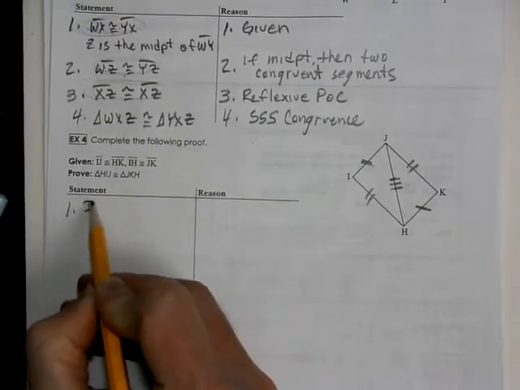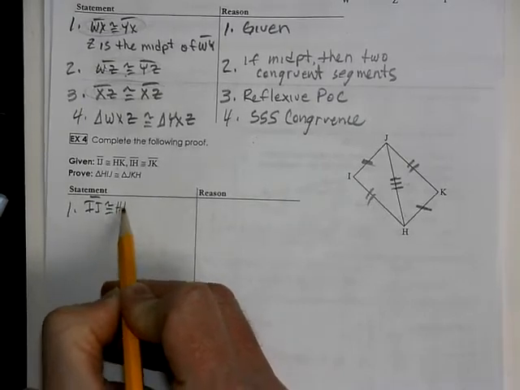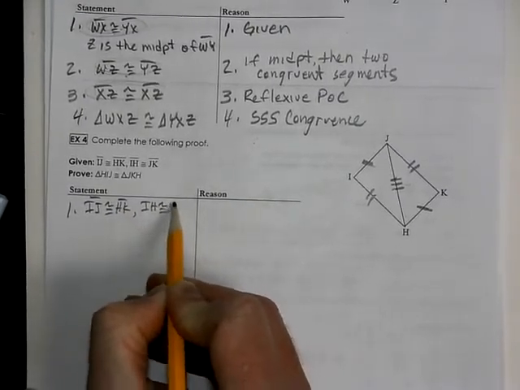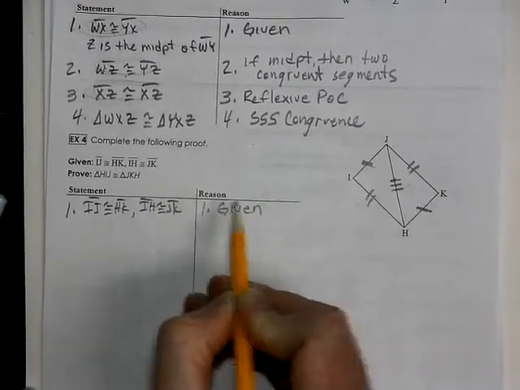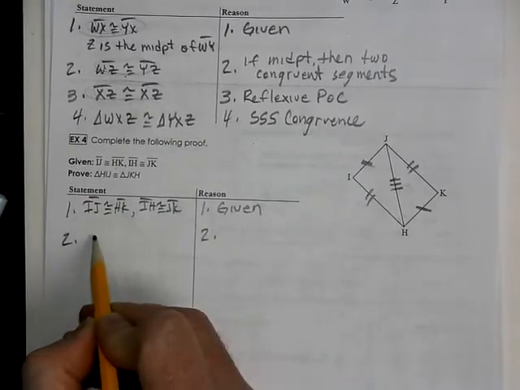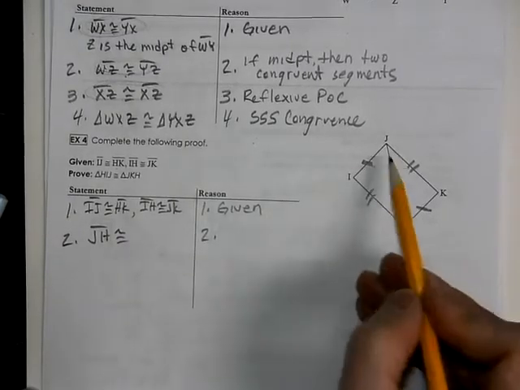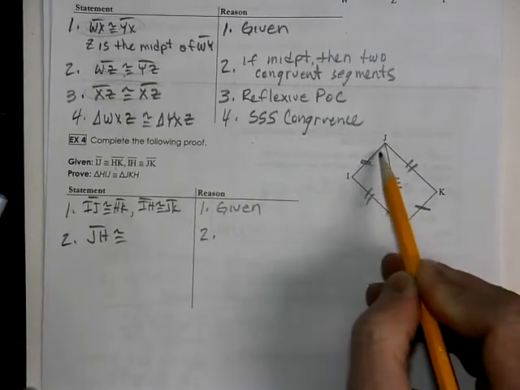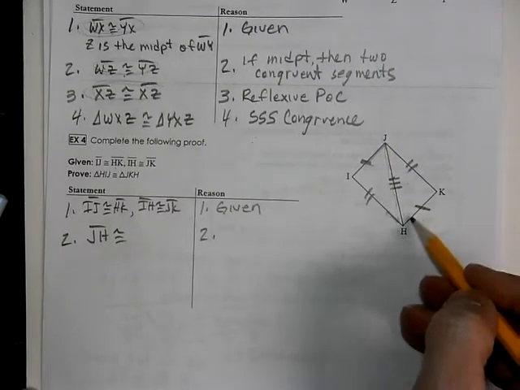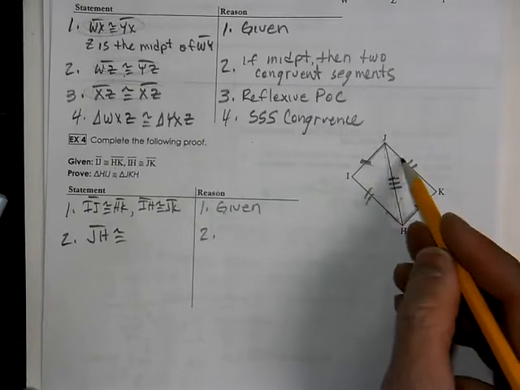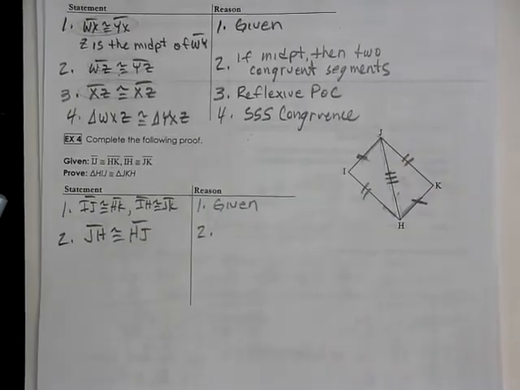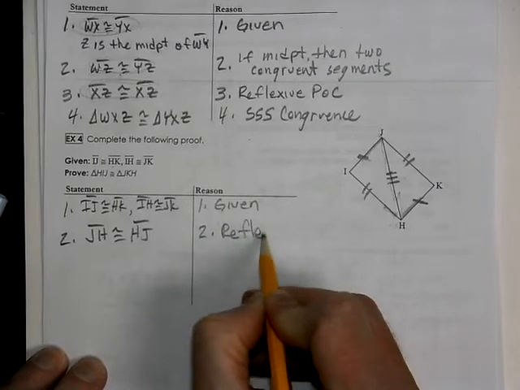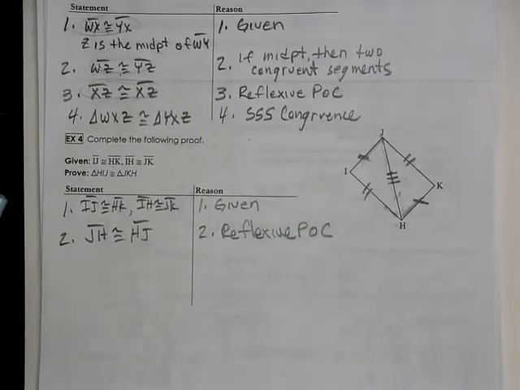So our number one is our given. IJ is congruent to HK, and IH is congruent to JK. That is our given. The second thing we noticed is that JH, now let's read this carefully. JH in this triangle came from the one tick mark down to the two tick mark, so we called it JH. The second triangle, the one tick mark is down here, the H, up to the J. So we're going to change the order and call this HJ because the triangles are not reflected. They're actually rotated. And we know that those two are congruent by the reflexive property of congruence.